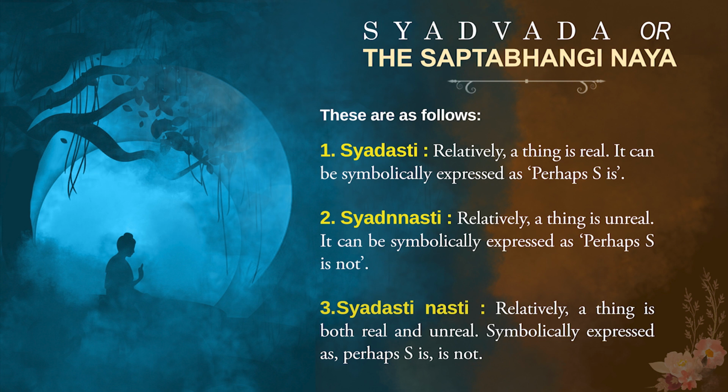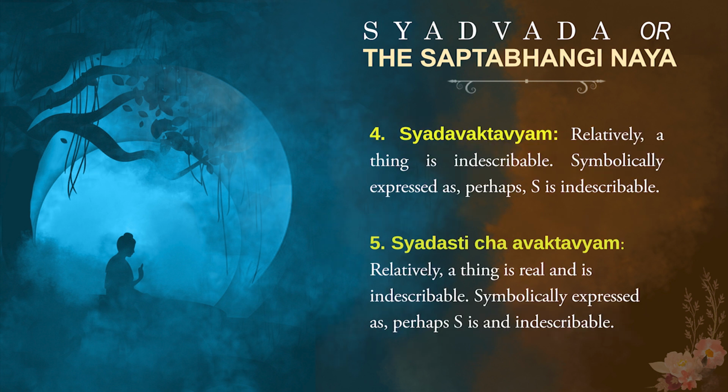The next one, Syad Nasti. Relatively, a thing is unreal. It can be symbolically expressed as perhaps it is not. The next one, Syad Asti Nasti. Relatively, a thing is both real and unreal. Symbolically expressed as perhaps it is, perhaps it is not. Next one, Syad Avaktavyam. Relatively, a thing is indescribable. Symbolically expressed as perhaps it is indescribable.